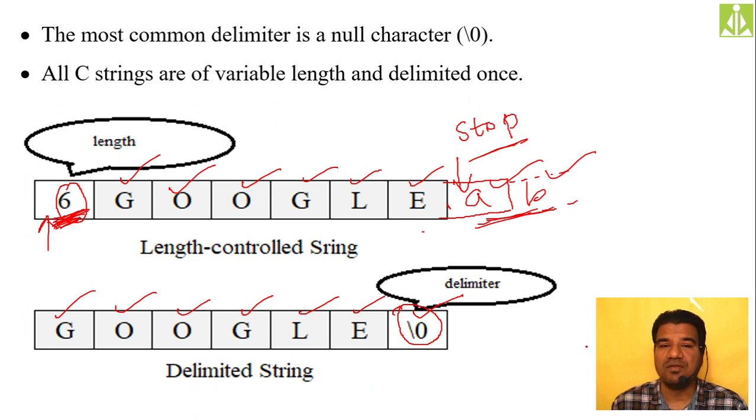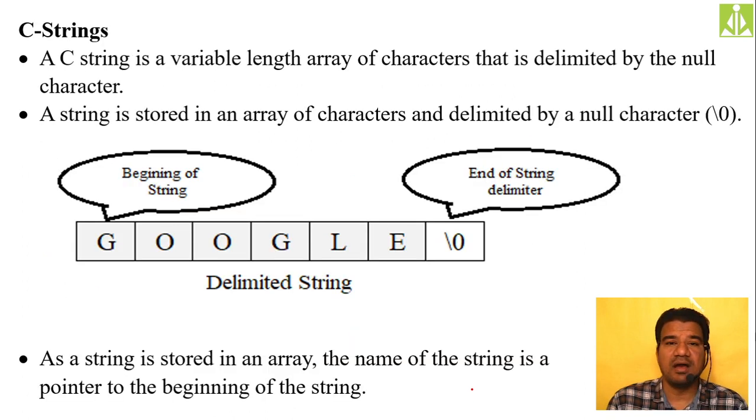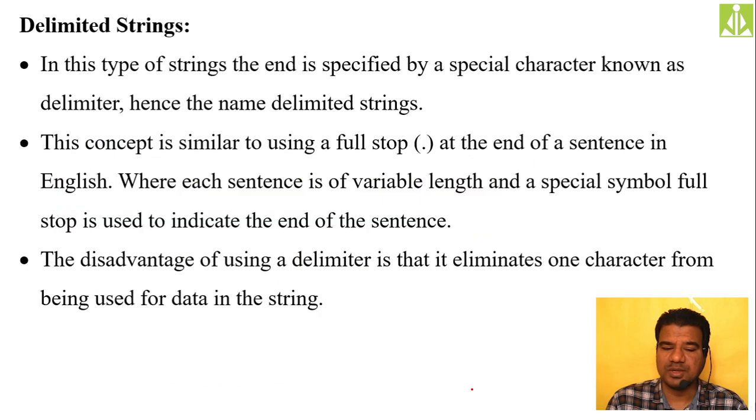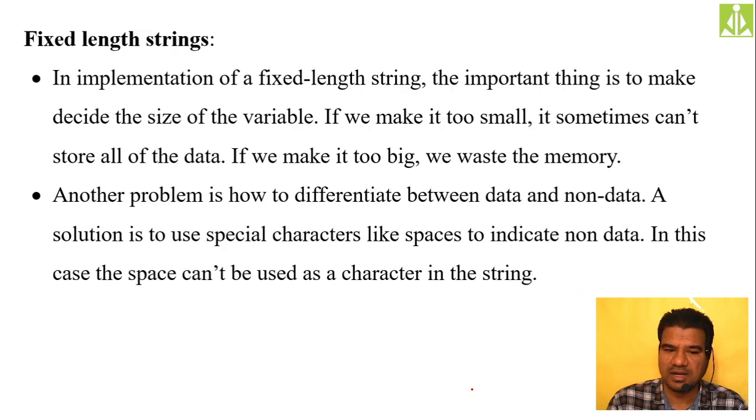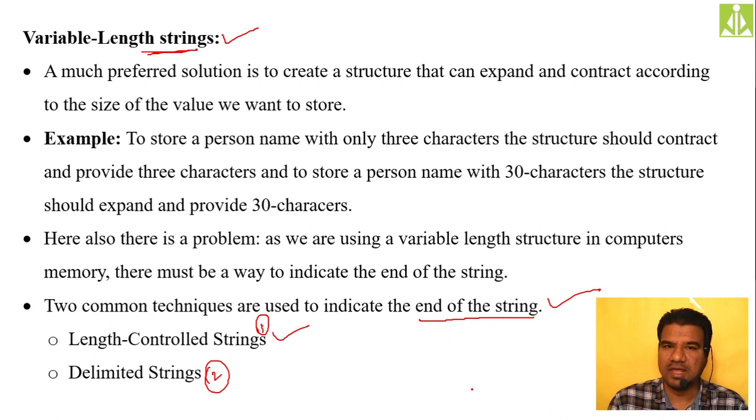In this way, we are separating our string from normal memory, from your computer memory. Hope you understood length controlled strings as well as delimited strings and the problems associated with fixed length strings. All these things are very, very important. We have three different types, isn't it? Fixed length, length controlled, delimited. Three different types we discussed. As you can see over here, first we discussed fixed length and then variable length. In variable length, we said we have two types, length controlled as well as delimited ones.